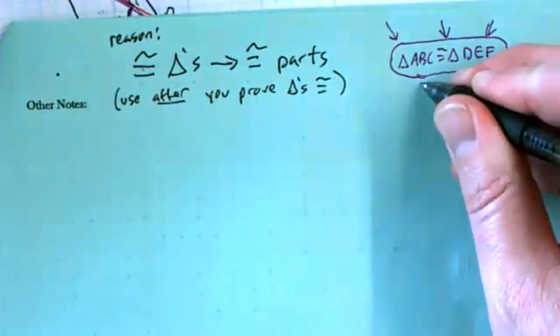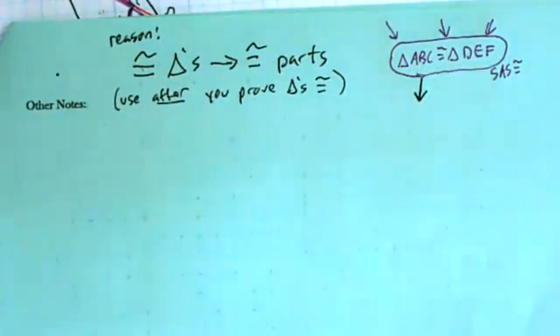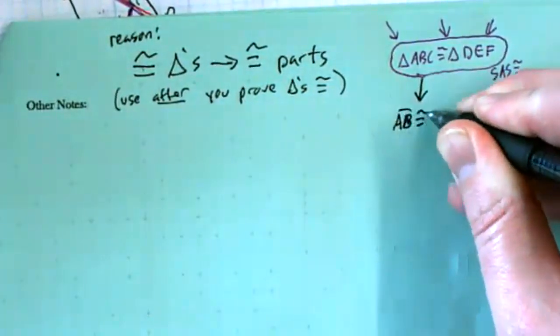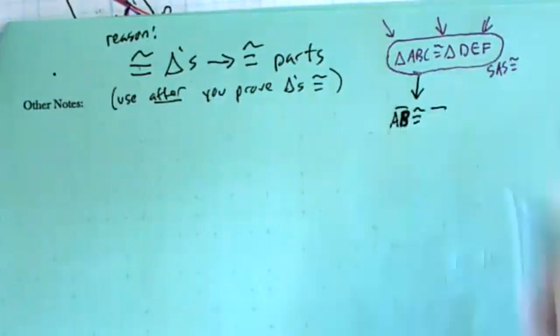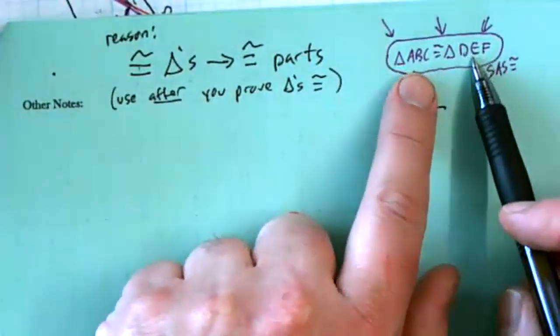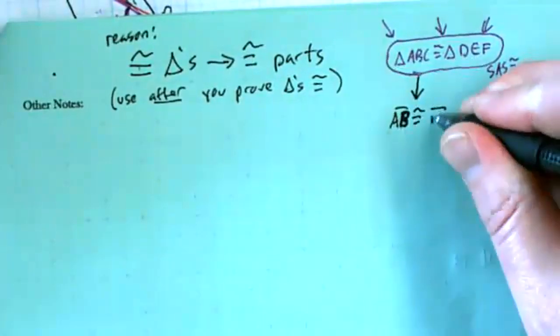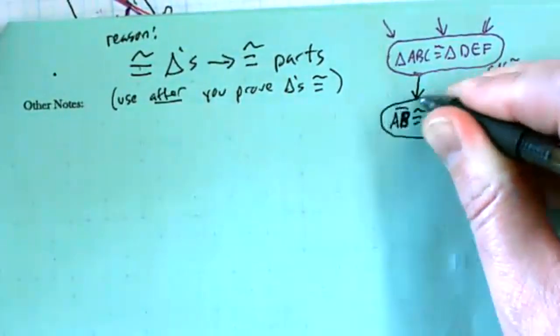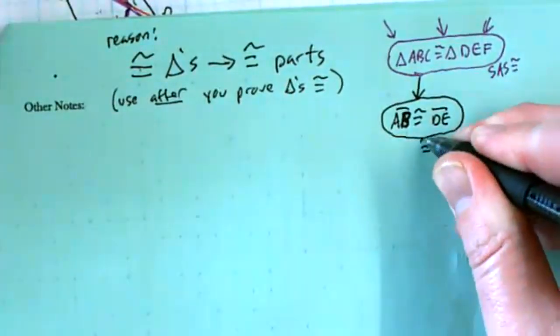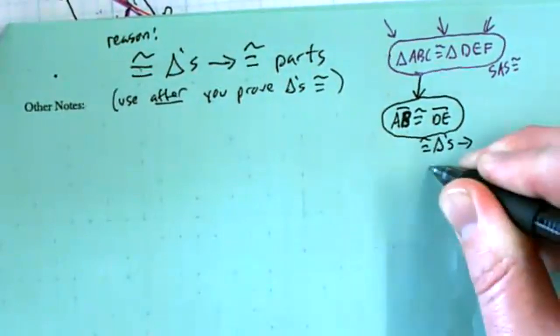Once I knew this, then I could come off of this and I could start talking about the parts of those two triangles. For example, I could say that side AB was congruent to side what? You guys tell me. We don't have a picture. Can you tell me what AB is congruent to? It's got to be DE because why? Because the order has to match, right? So if A and B, that would match up with D and E. So I could use the congruent triangles to say that those parts are congruent, and my reason here would be congruent triangles lead to congruent parts.